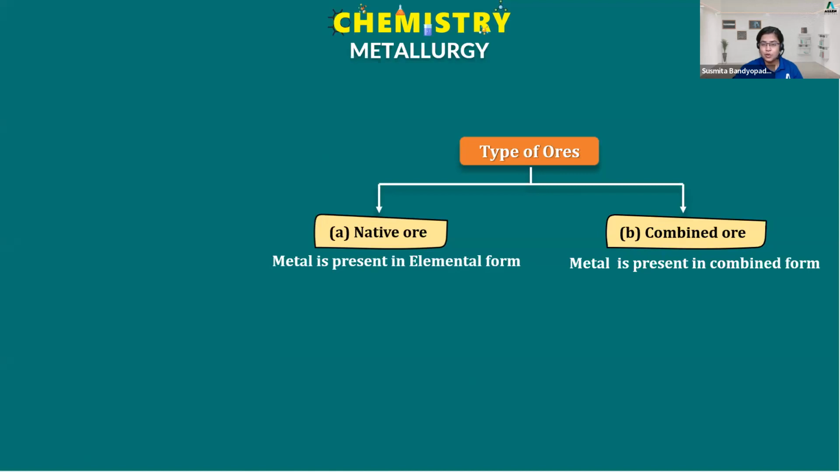We don't have much time, so one or two examples only. Okay. Dolomite, MgCO3.CaCO3. Siderite, calamine, limestone. Very good. Sulfide ores now.